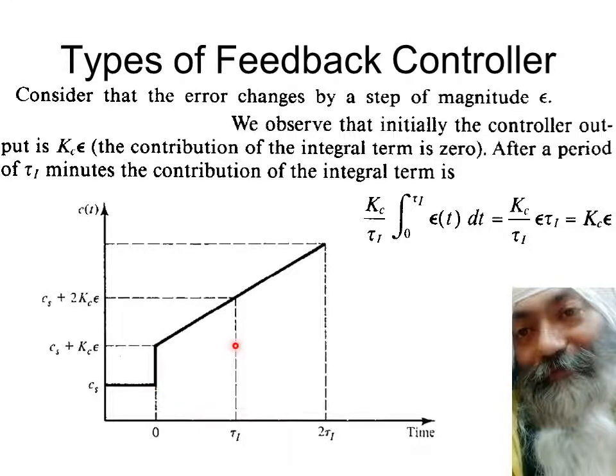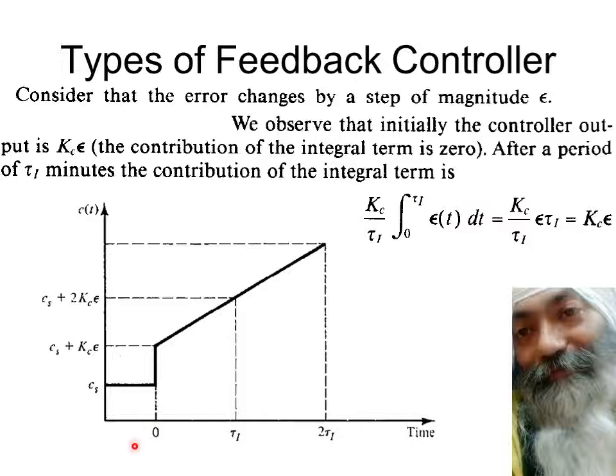Nothing more, because it's there. As long as the epsilon is there, proportional will be there. But here, because it's integration, what's the integral of epsilon? It's constant. I've taken epsilon as constant. So this epsilon will be multiplied by t, and 0 to tau I, 0 to 2 times tau I, and so on. Tau I is the time of integration, which we call minutes per repeat.